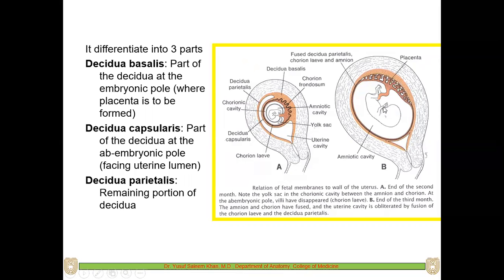Later, with the development of the fetus, if you see here, the decidua capsularis and the parietalis both get fused. As the embryo starts developing, becoming bigger and bigger, both these layers, decidua capsularis and parietalis, will fuse. So here you can see there is no differentiation between the parietalis and capsularis.